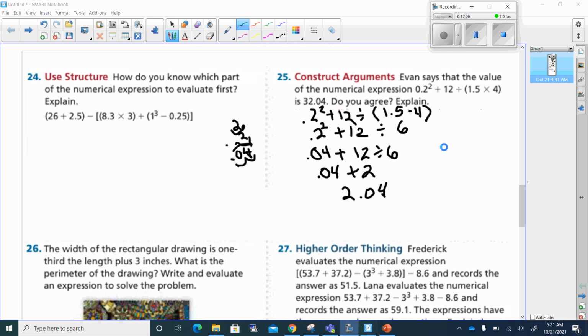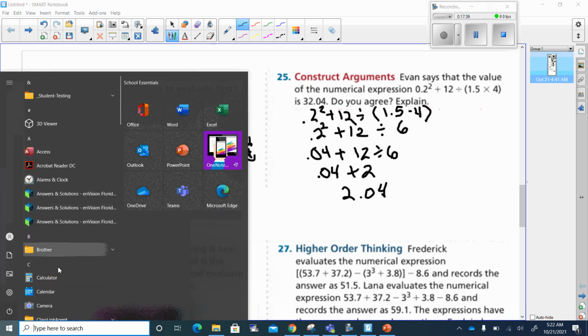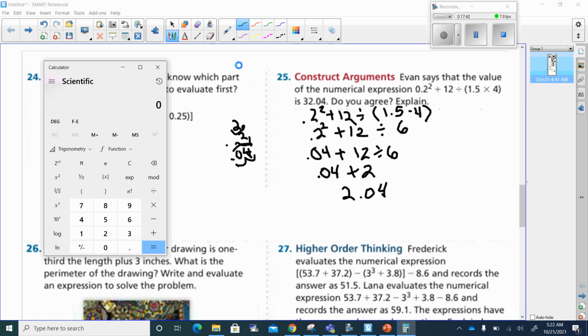I wonder what Evan did wrong. I'm thinking, just off the top of my head, that he looks like he took 12 and divided by 1.5 and then multiplied it to 4. He did not do his parentheses first, and that cost him. As you can see, if we would have taken 12 and divided by 1.5, that would have given us a different value to multiply to 4. Let's just check that out in the calculator. I'm just curious if I'm getting this right here.